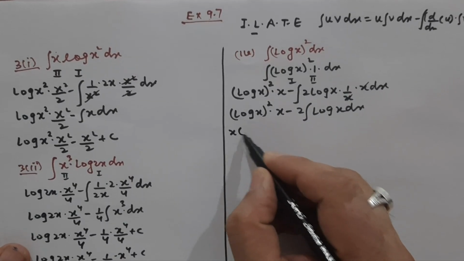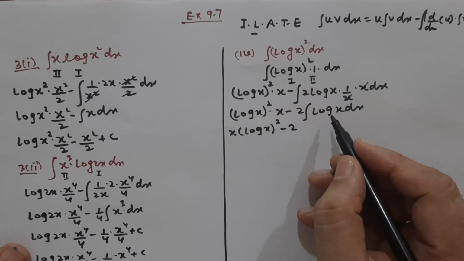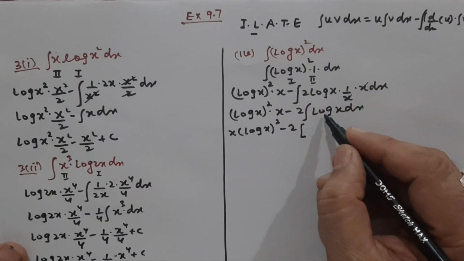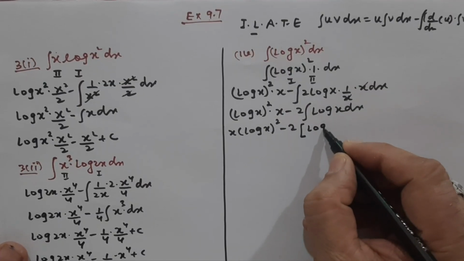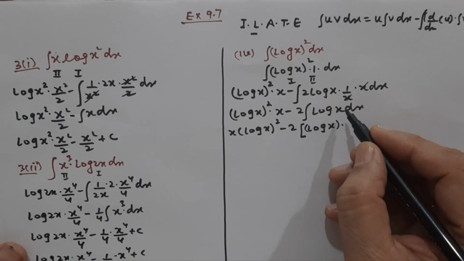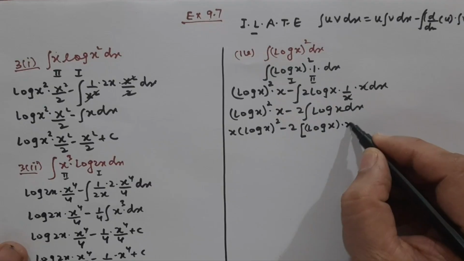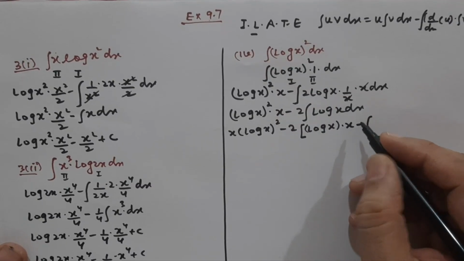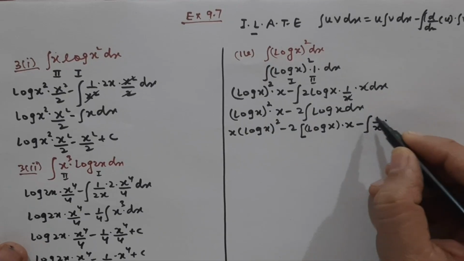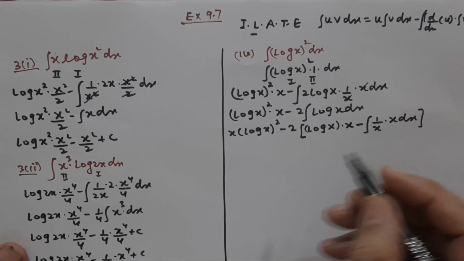So now here we are getting only log again, so moving in the same way, taking log x as the first function and 1 as the second function. The integral of 1 is x, minus the integral of the derivative of the first, so the derivative of log x is 1 upon x into the integral of the second, which is x dx.